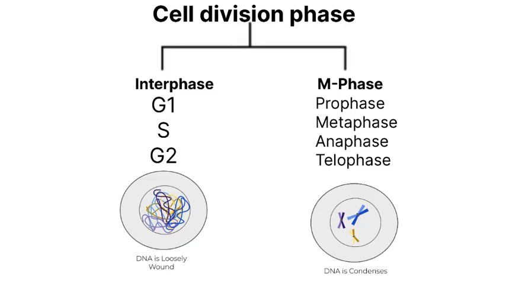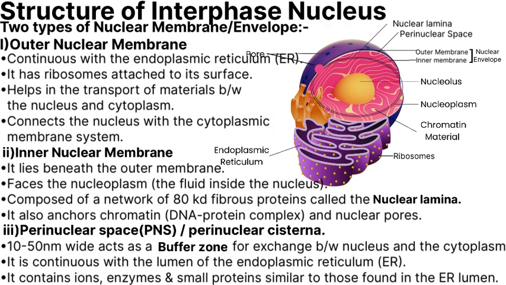So overall, you can say in a cell where the chromosomes are visible, the nucleus is not visible, and vice versa, in a cell where the nucleus is visible, the chromosomes are not visible. So you can either see the nucleus or the chromosome at a time, but not both at the same time. Correct? Now we have the structure of the interphase nucleus. We'll cover this topic in two different parts. One is the nuclear envelope and another is the nucleoplasm. So let's begin with the first part, which is the nuclear envelope.